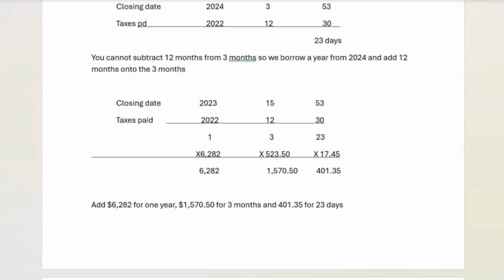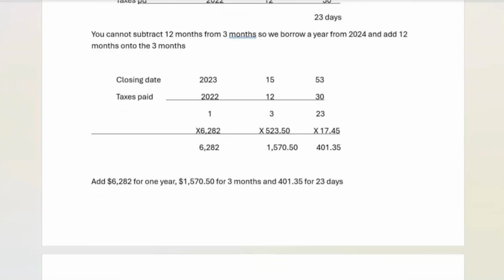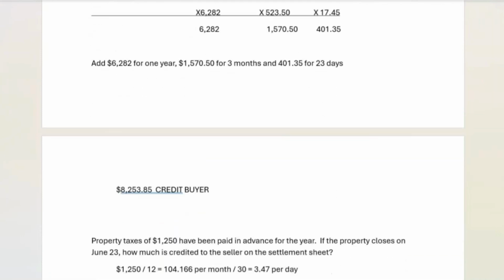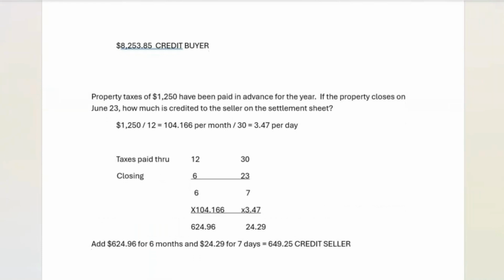1 year, we said 1 year in taxes is $6,282. We have 3 months at $523.50 a month will give us $1,570.50 for the 3 months, and 23 days at $17.45 a day will give us $401.35. So you add the $6,282 for the 1 year, the $1,570.50 for the 3 months, and the $401.35 for the 23 days. Add those together, and you're going to get $8,253.85 credit to the buyer.